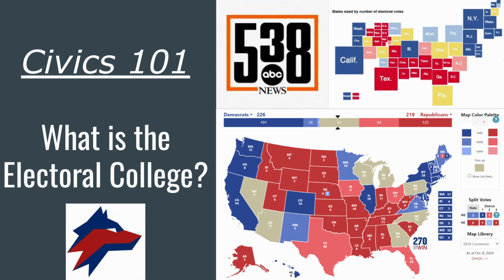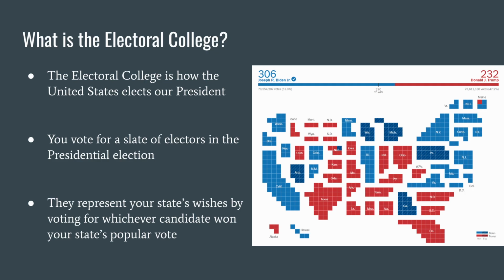Today's lesson is going to be another Civics 101. We will be talking about the Electoral College. So the Electoral College is how the United States elects our president. You don't vote directly for the president when you vote in your state. You vote for a slate of electors nominated by your party in the presidential election.